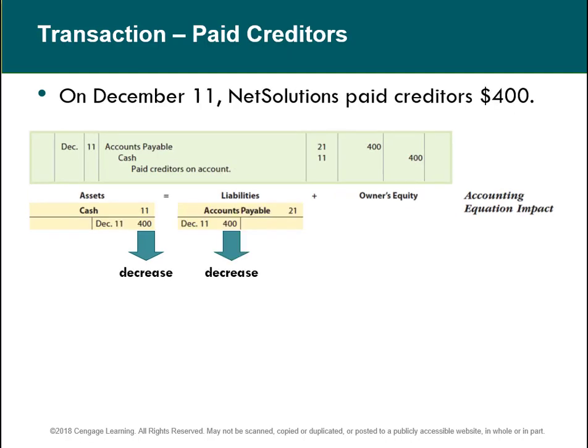Okay. Another one, they paid creditors $400. Decrease the payable and credit cash. And if you're confused, do the cash first. They paid, so cash went out, you credited cash, and you'd have to have a debit for $400. You're decreasing your liability.